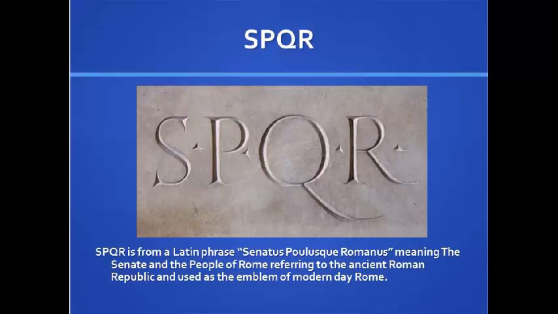SPQR is actually a Latin phrase, Senatus Populusque Romanus, meaning the Senate and the people of Rome, referring to the ancient Roman Republic and used as the emblem of modern-day Rome. This is the phrase or abbreviation they used during the Republic, signifying that Rome was a republic, run by its people. Now we are in the transition of this changing.